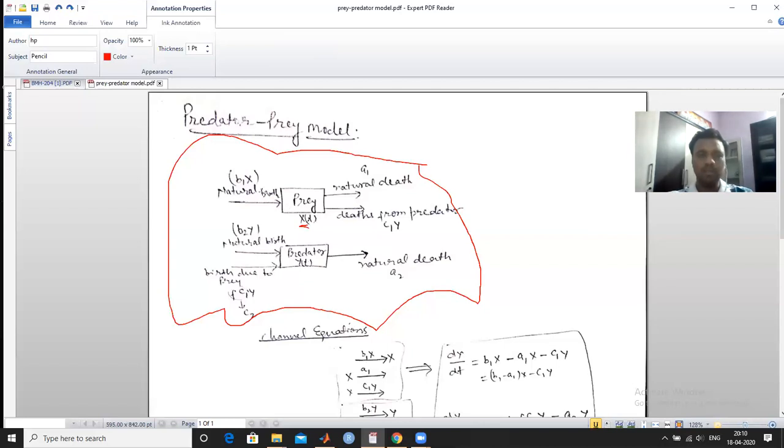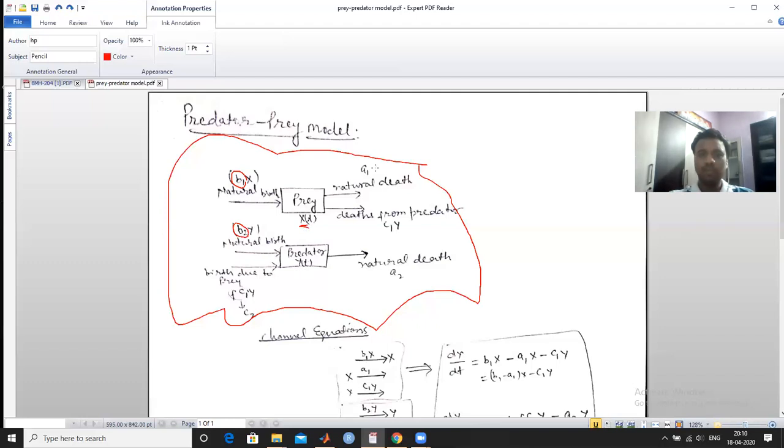Suppose B1 is the birth rate of prey per capita, meaning each individual of the prey produces B1, and the population is X. Therefore the net effective birth rate will be B1X, as we have already discussed. Similarly, B2 is the natural birth rate of predator per capita, so the effective birth rate will be B2 times the population of predator, Y. So B2Y is the effective rate for the natural birth.